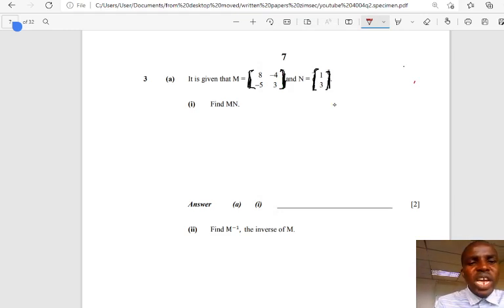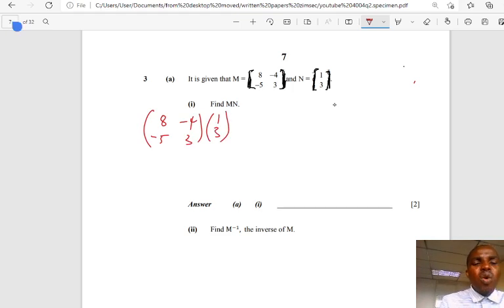Right, you write your M here. So it's 8 minus 4 minus 5, 3 times N, which is 1, 3. You say row by column. Row by column. So you say 8 times 1 plus minus 4 times 3. 8 times 1 plus minus 4 times 3. Like this. Then you close.